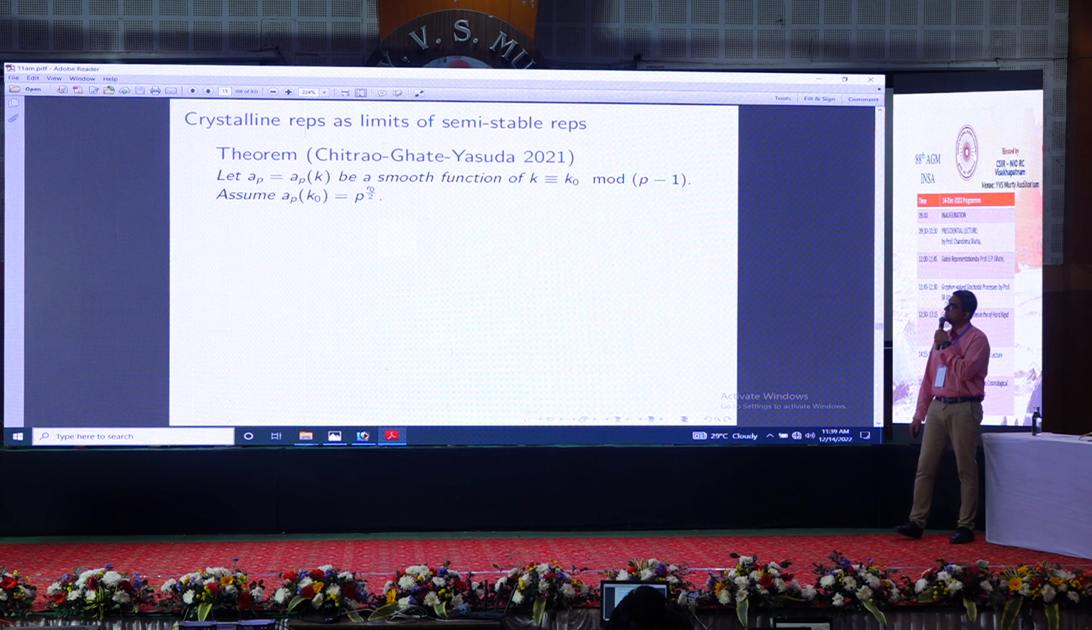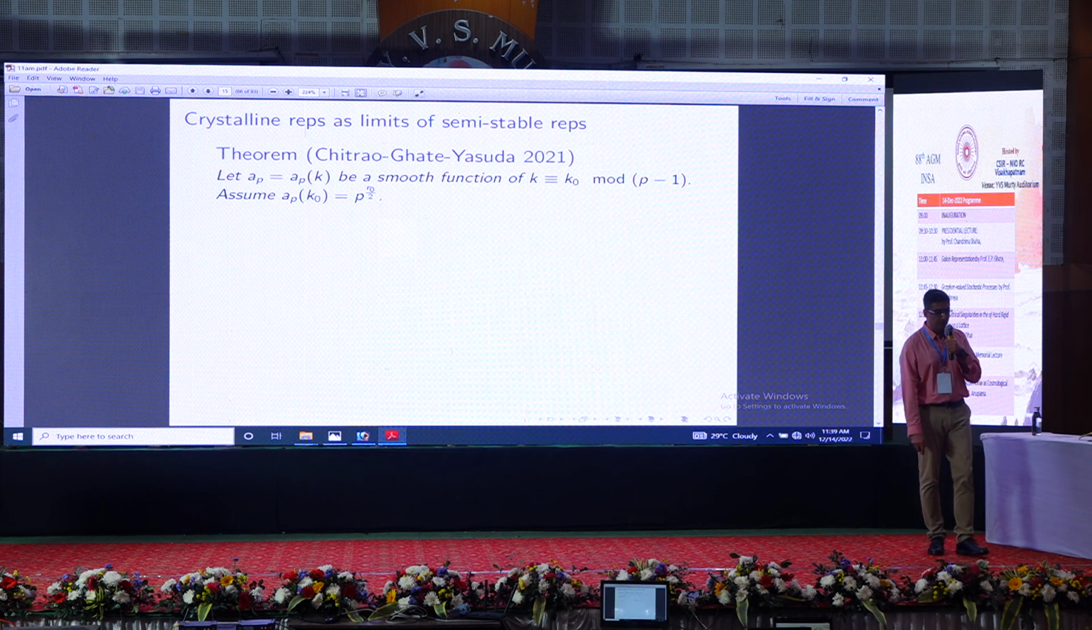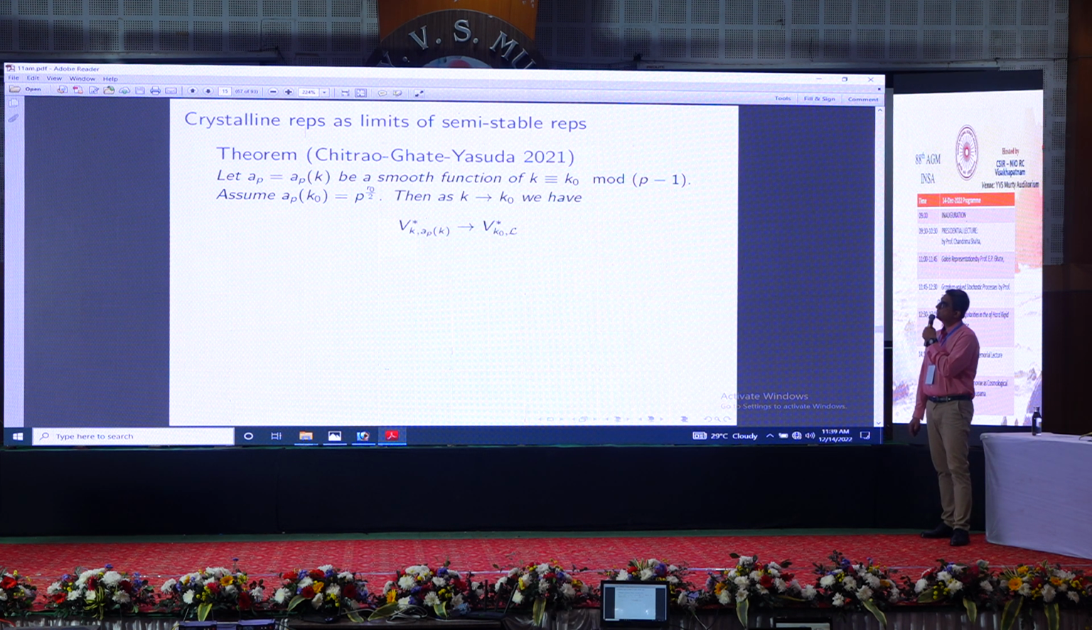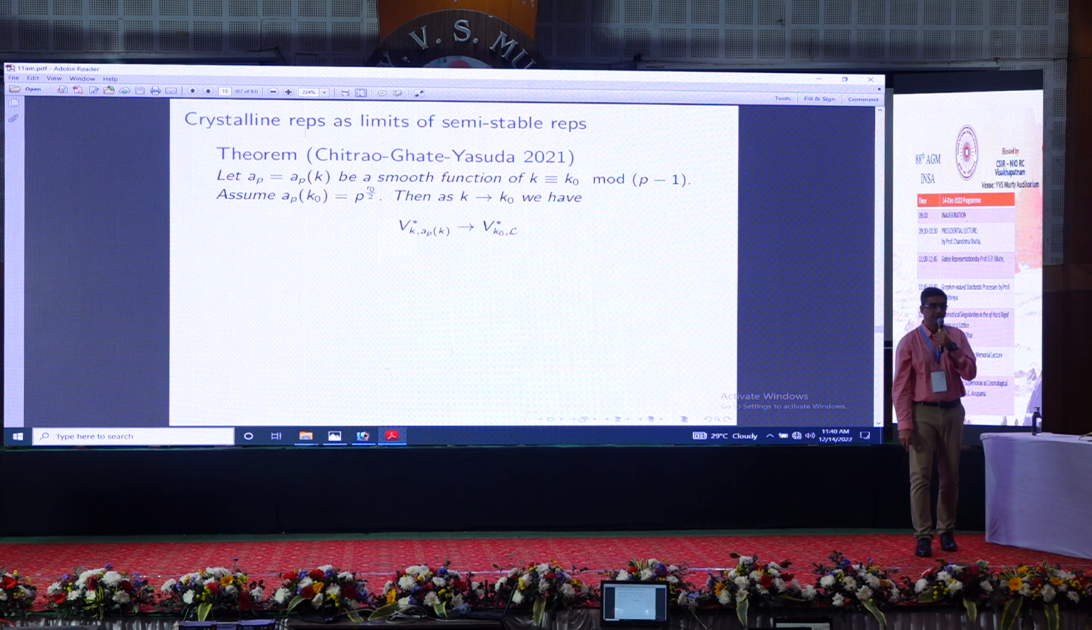And assume that this function is defined in a neighborhood of k_0, so you can talk about its value at k_0 also. Suppose that it's exactly p^{r_0/2}. Okay, then we have the following limiting result. It turns out that as k approaches k_0 p-adically, that means the difference gets more and more divisible by powers of p, then as k tends to k_0, this particular crystalline representation converges to that particular semi-stable representation.